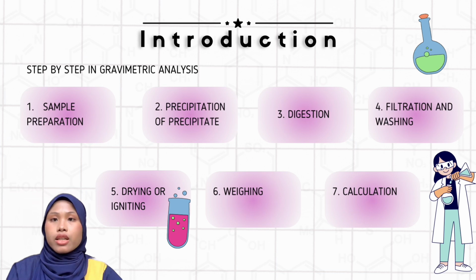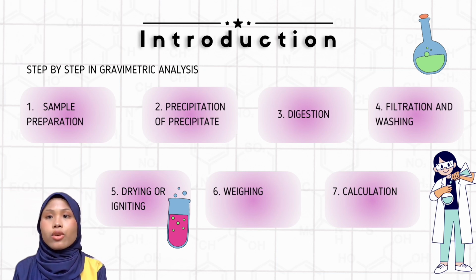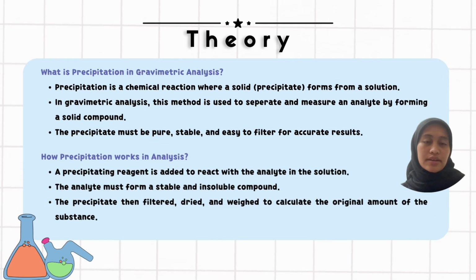Next, filtration and washing. The precipitate needs to be filtered using filter paper and washed to remove impurities. Last but not least, drying or ignition. The precipitate is dried or heated to remove moisture or convert it into the weighing form. Some precipitates must be ignited to decompose the solid and form a stable compound of known composition. Lastly, weighing. We weigh the solid and calculate the amount of analyte using two methods, which are the chemical factor and gravimetric factor.